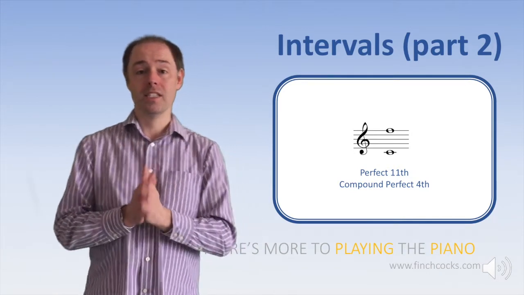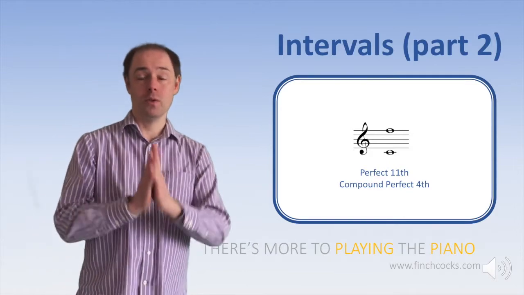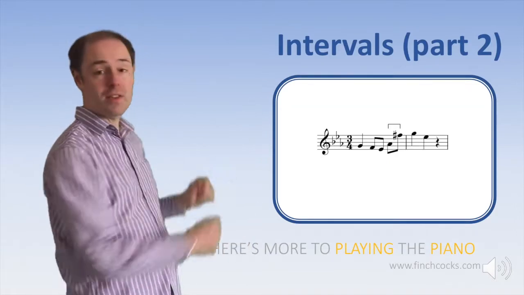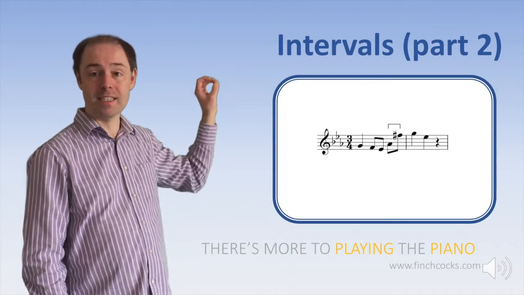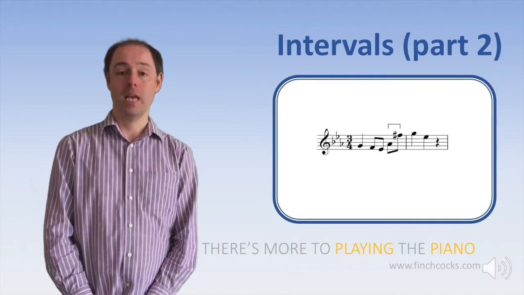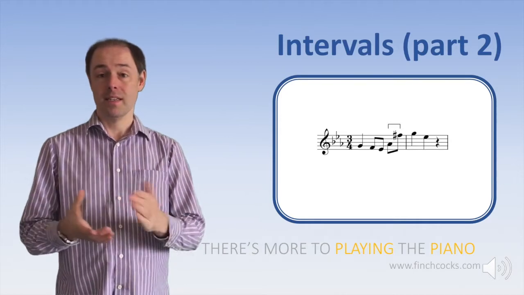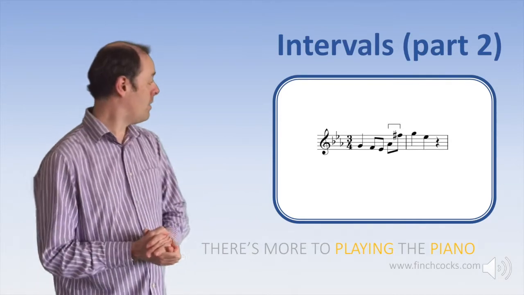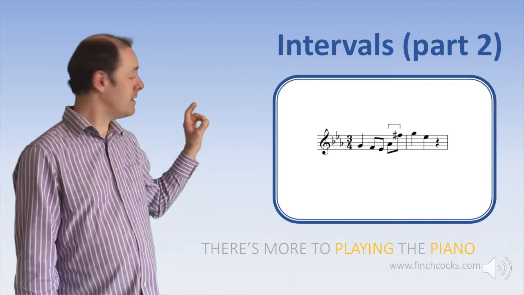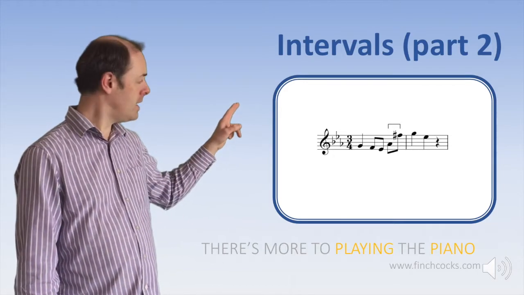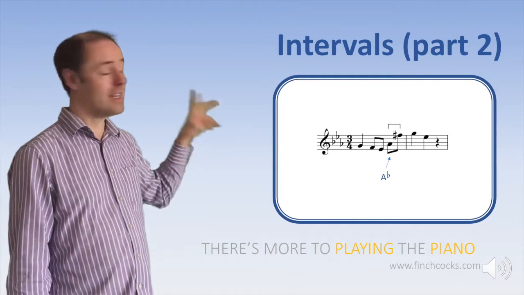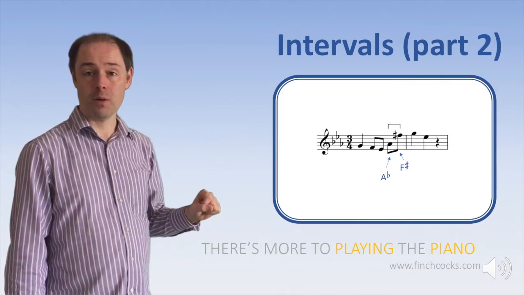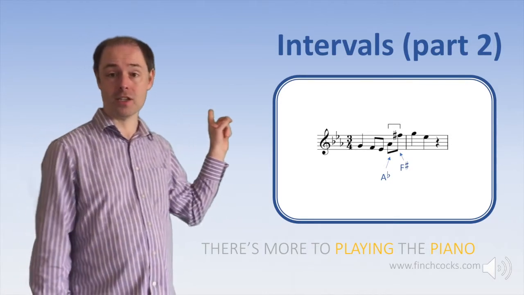Now, here's a contextual example. So you're in a theory exam, you've been given this question, and the question is, name the interval under the bracketed notes. The first step is to name the notes. Now, the first note, the lower one, is an A, but I'll just check the key signature, it's actually an A flat. That's an A flat. The second note is an F sharp. So you do need to check the key signature.